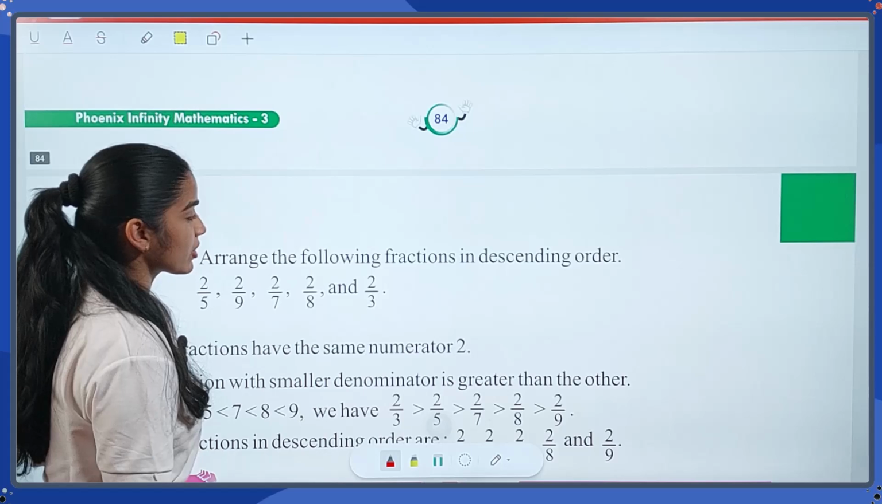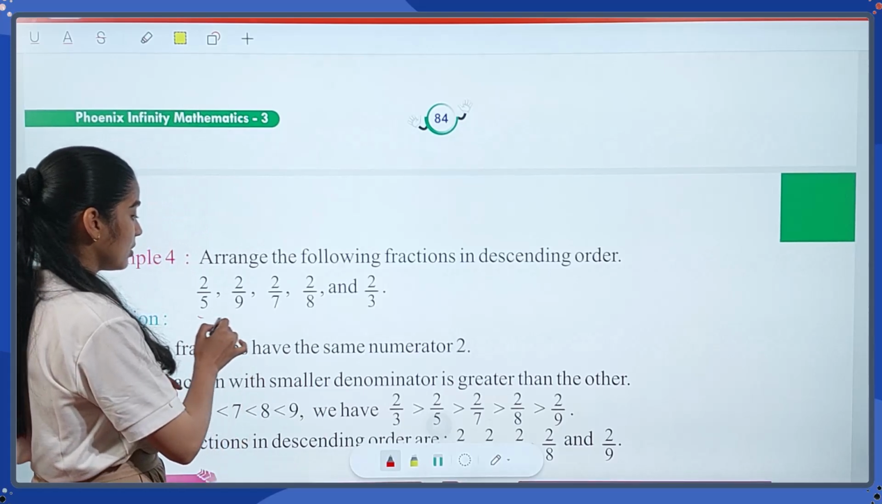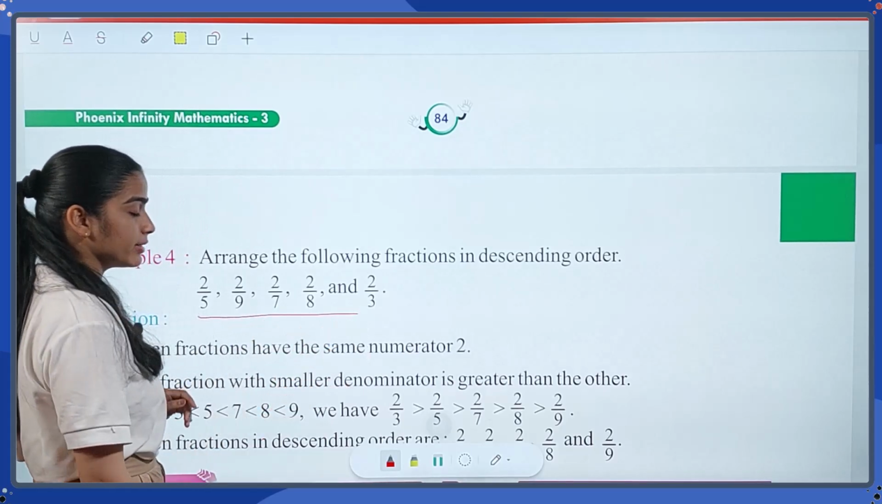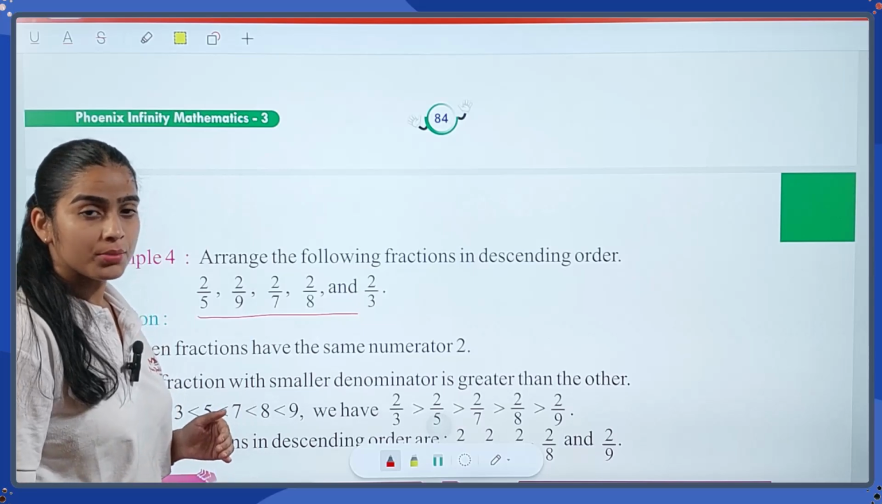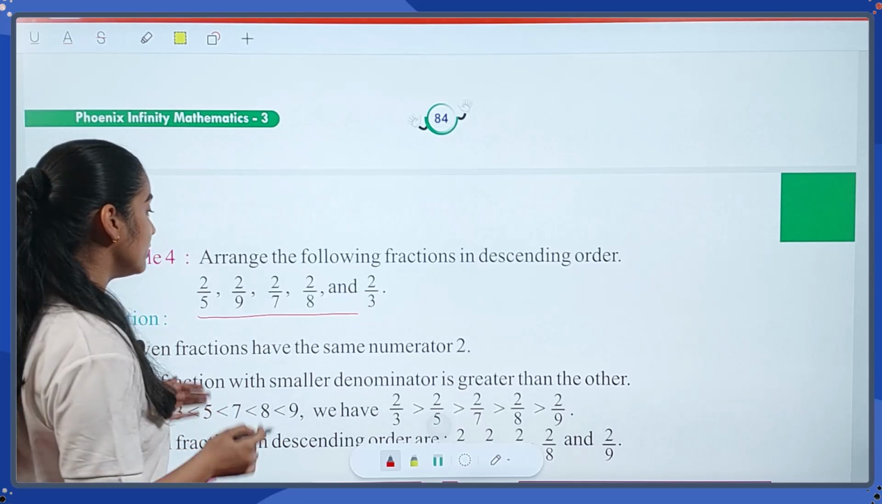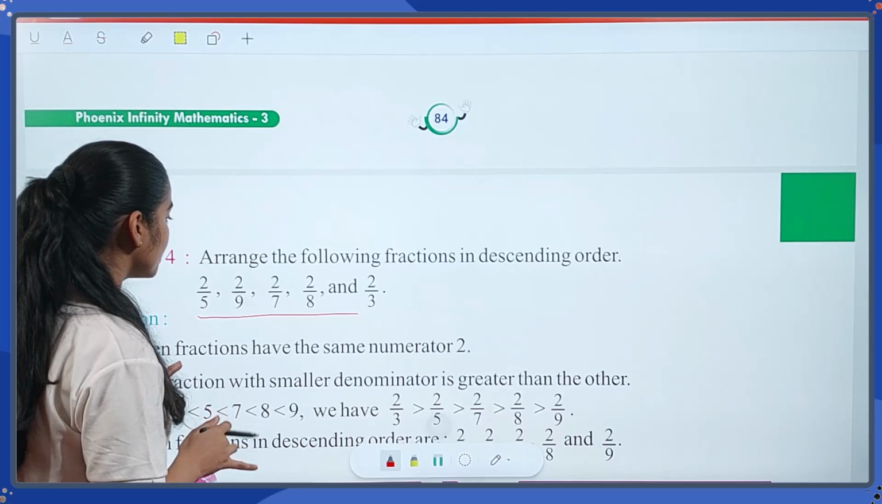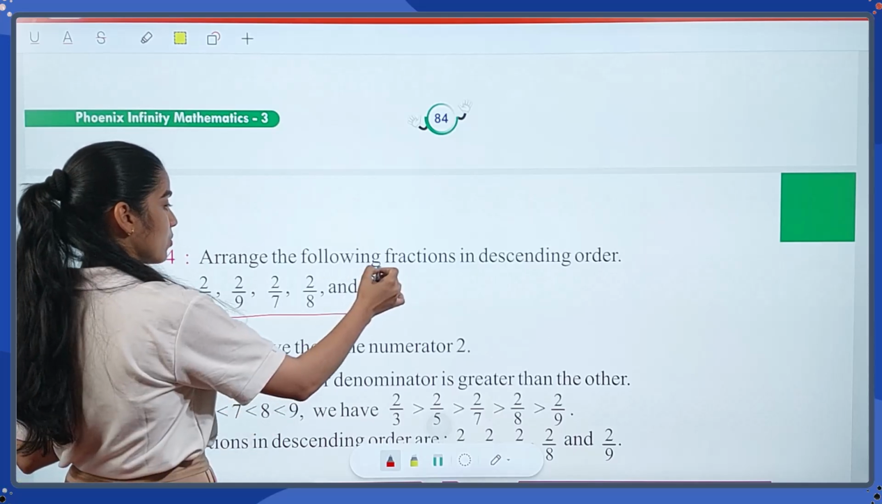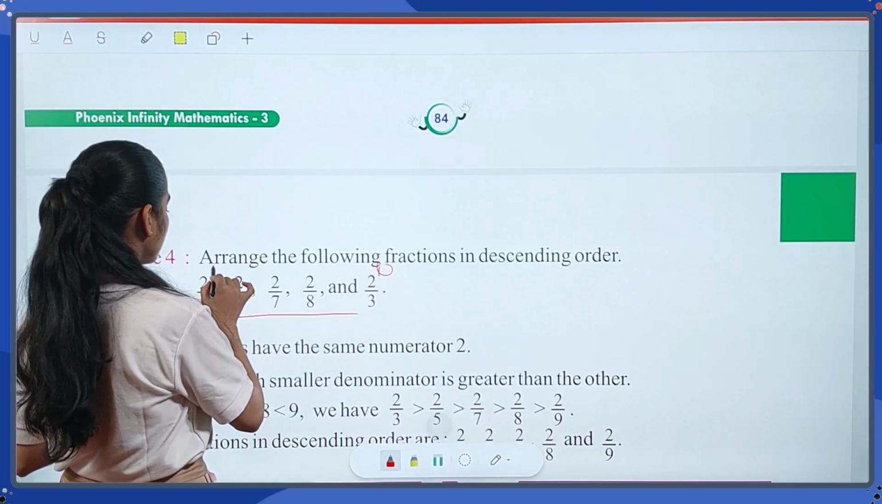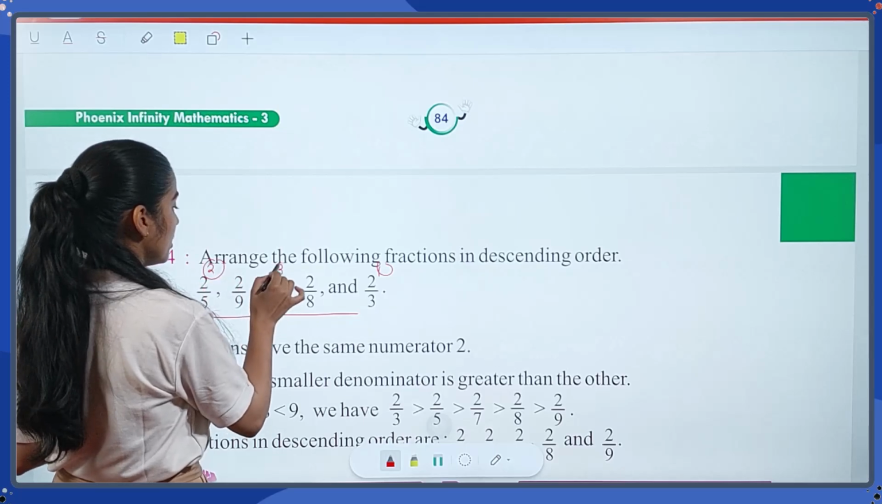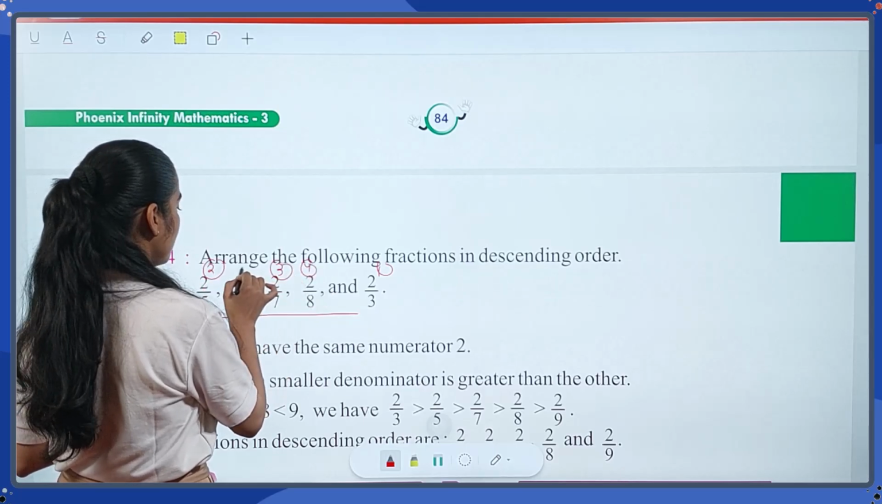Arrange the following fractions in descending order. So you have now different denominators. When we have different denominators, how can we decide? We decide which one has the smaller denominator, that one is bigger. So 1, then 2, then 3, 4, and 5.